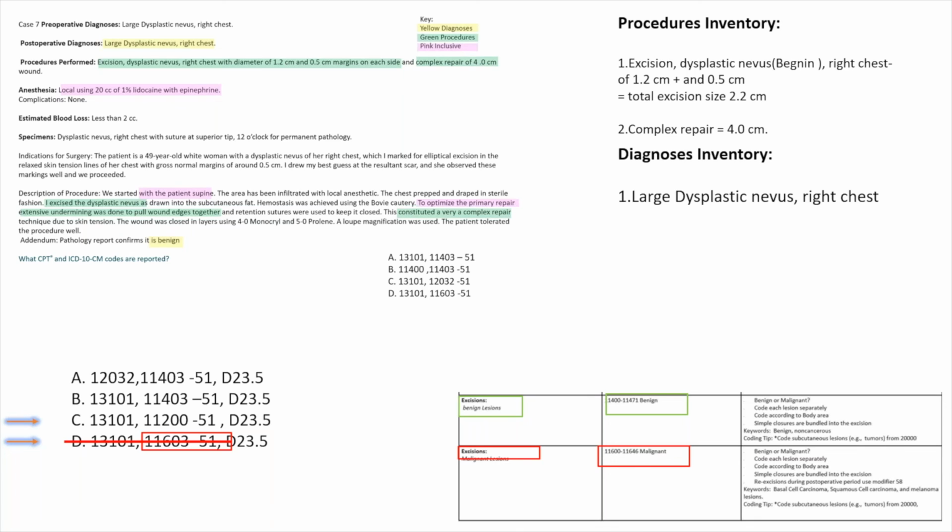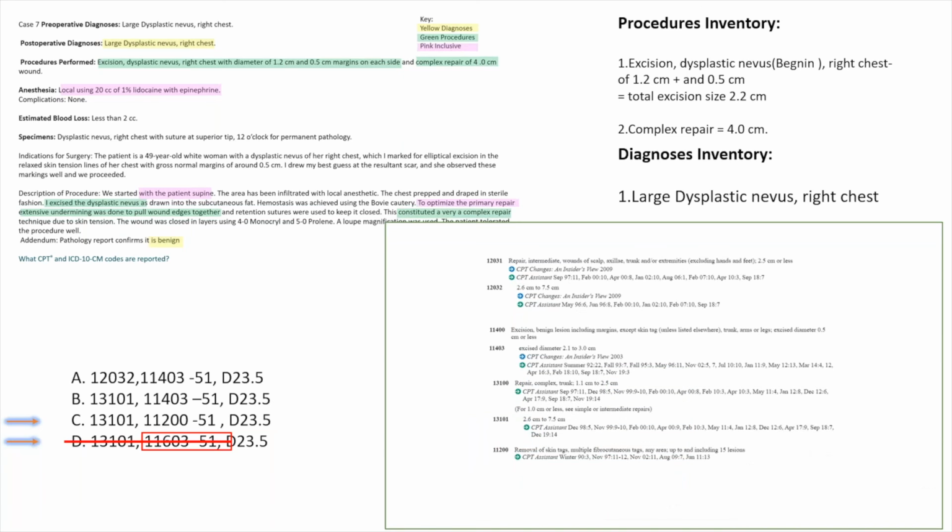Now let's look at the next option, which is 11200. Let's look at the code language for 11200. It is coding for removal of skin tags. Cross-checking with our procedure and diagnostic inventory, it was not a skin tag that was removed. It was a dysplastic nevus. So that won't be the correct answer either, and we will eliminate that.